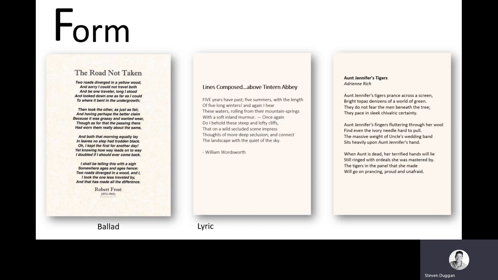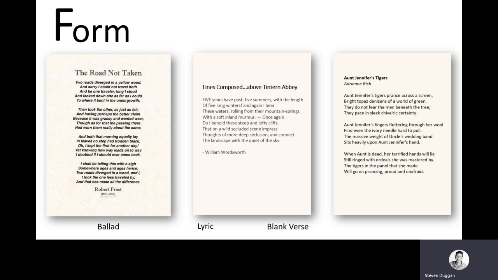What you might not have immediately spotted is it's also written in blank verse. Although it sounds very conversational, every line is of 10 syllables. It's unrhymed, but with a very regular meter. "Five years have passed, five summers with the length of five long winters, and again I hear these waters rolling from their mountain springs with a soft inland murmur." It sounds as if it's unstructured, but in reality, there's a real sense of control here. And obviously, the model here is Shakespeare.